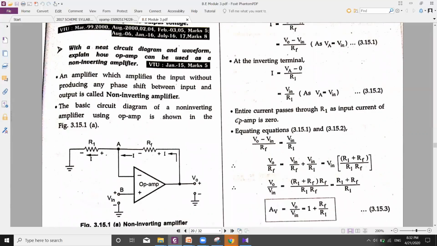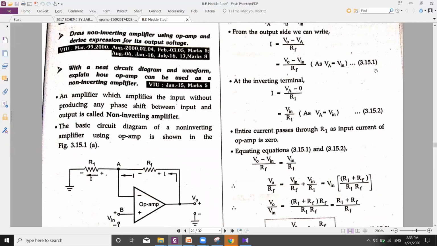Now let us write the expression for I that is flowing at the inverting terminal. Here also current is flowing from right to left. So we'll take voltage at this point minus voltage at this point divided by this resistance, that is VA, and this point is connected to ground, so I take it as 0, divided by R1. I is equal to VA minus 0 divided by R1. Since VA is nothing but V in, we'll write it as V in by R1. Let us call this expression 15.2.